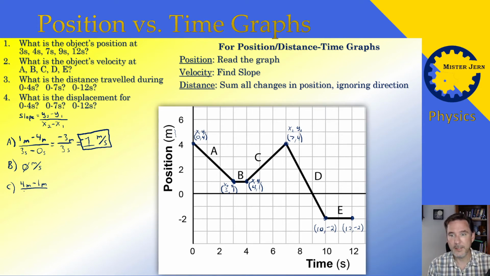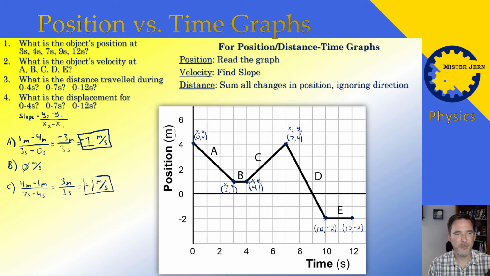So x2, looking at my equation, is 7 seconds. I second guessed myself and I double checked, and past me was correct. And x1 is 4 seconds. Write things down. So when you second guess yourself, well, you have something to go on. All right, so 4 minus 1 is 3 meters. 7 minus 4 seconds is 3 seconds. So now we're going to get a positive 1 meter per second.